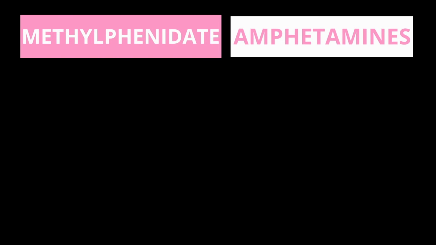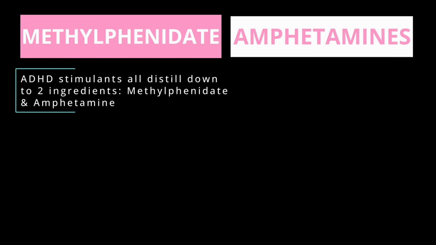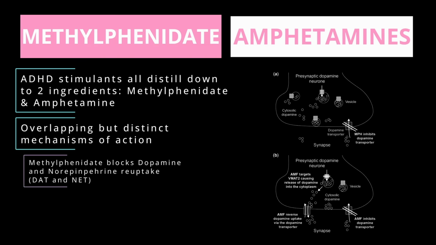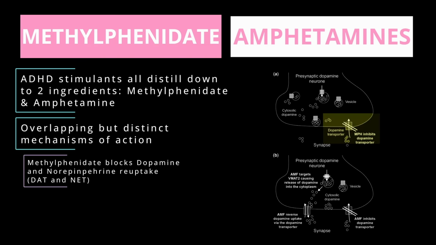First, we're starting with methylphenidate versus amphetamine. So even though there are a ton of different stimulants for ADHD, they all distill down to two ingredients, methylphenidate and amphetamine. So first, let's just start with the mechanism of action. So these two drugs have overlapping but distinct mechanisms. Methylphenidate acts as an antagonist to dopamine and norepinephrine reuptake. So similar to how SSRIs work with serotonin, it blocks reuptake of DAT and NET, which leads to more dopamine and norepinephrine in the synapse.